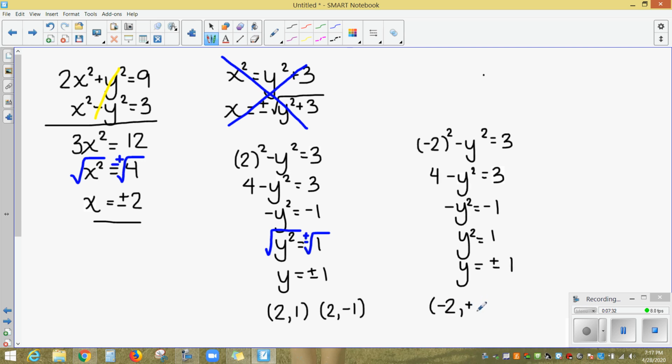So x equals negative 2 is what we plugged in. And we got two different y values to attach to that. Positive 1 and negative 1. I know you don't need the plus sign, I just started writing and so it ended up there.